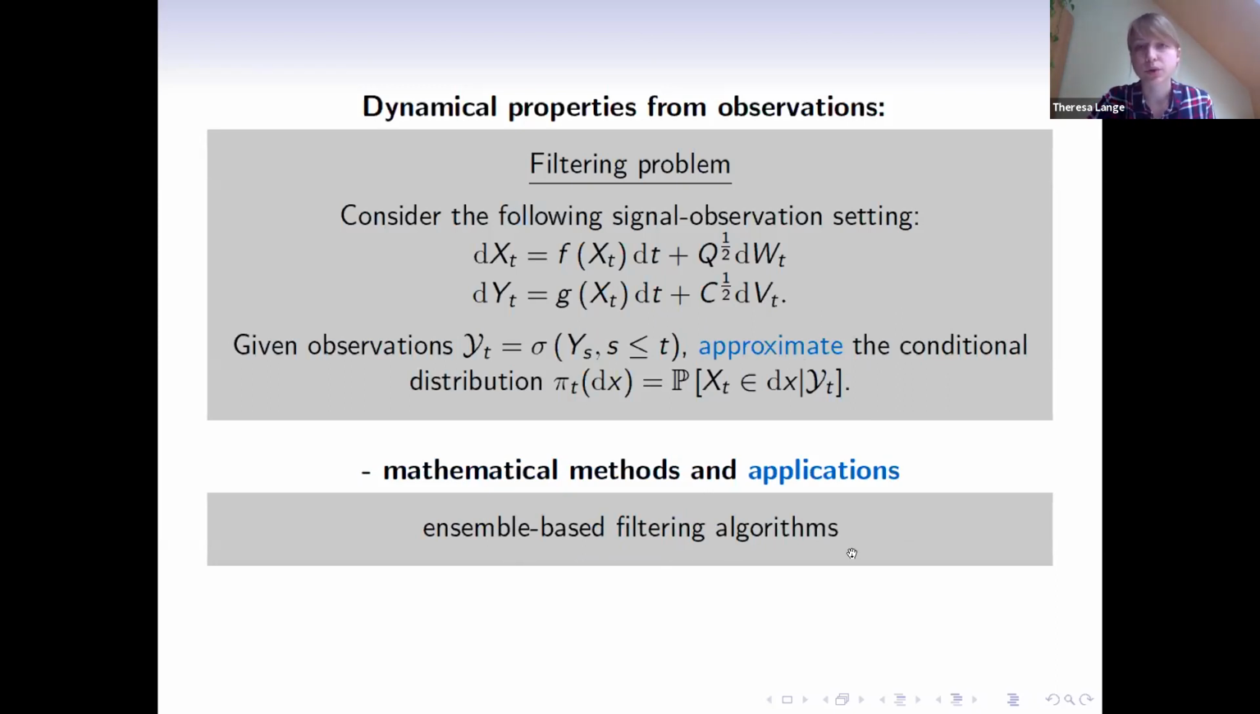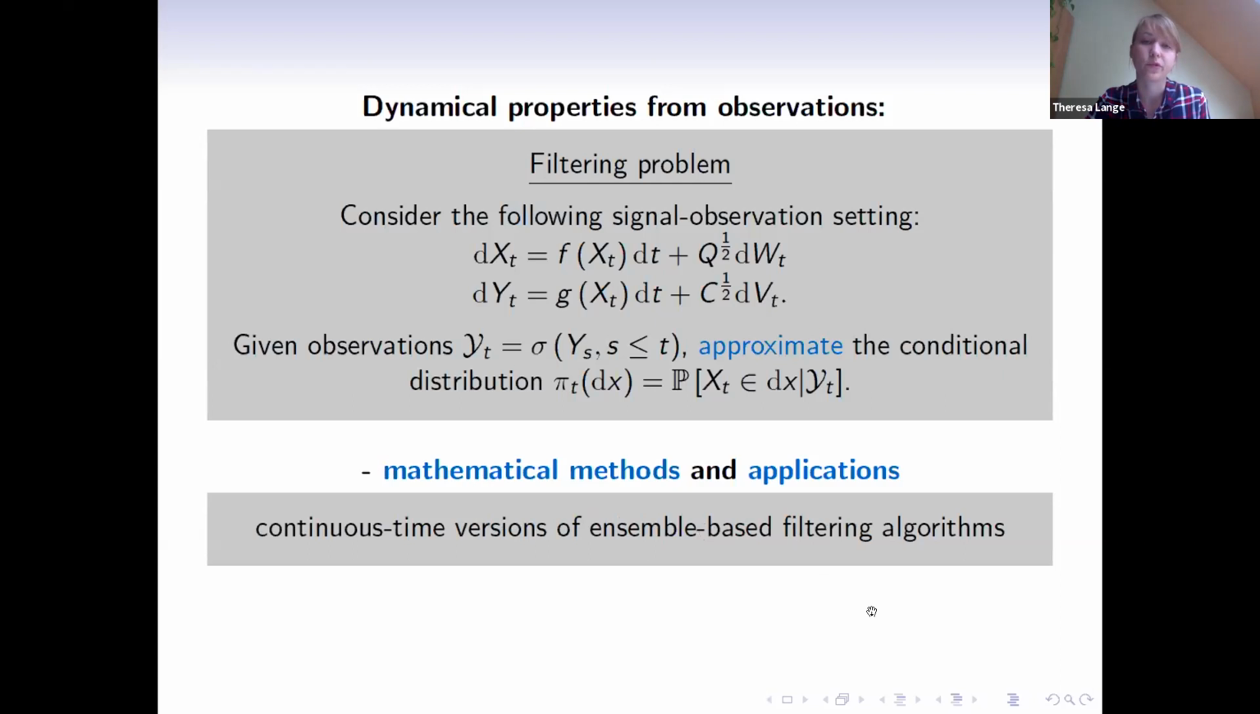As we all know, these algorithms are only discrete in time by nature. They only propose discrete time evolution equations of these ensembles. So in order to get back to the continuous time filtering problem, one might wish to find continuous time versions of these ensemble-based filtering algorithms in order to get candidates for the continuous time filtering problem.